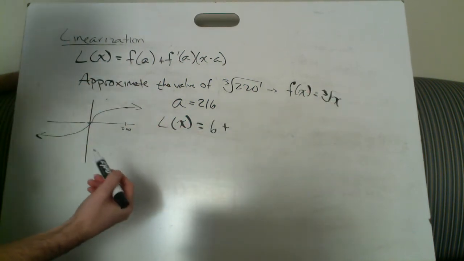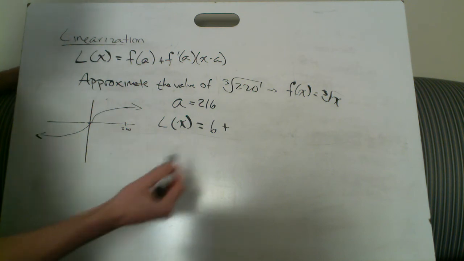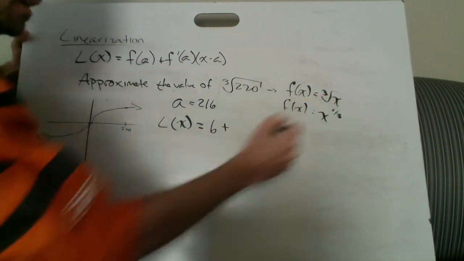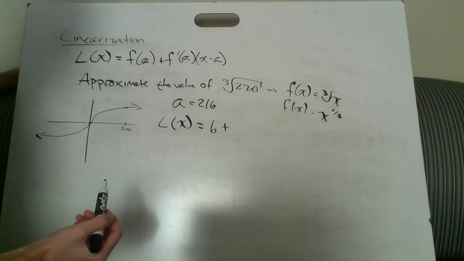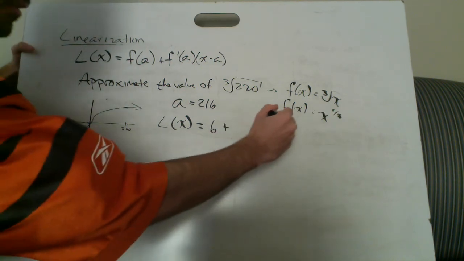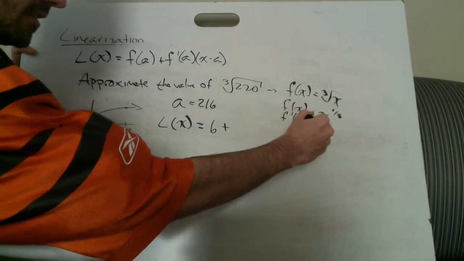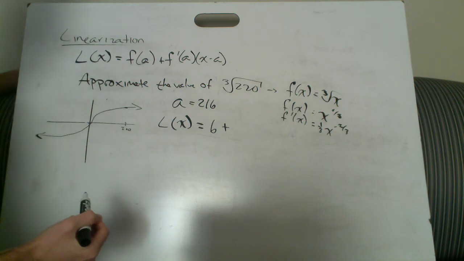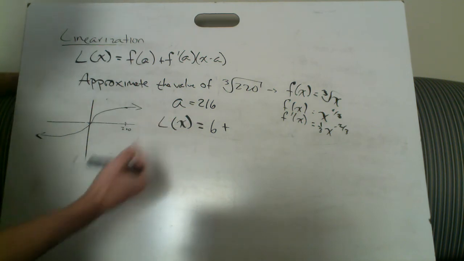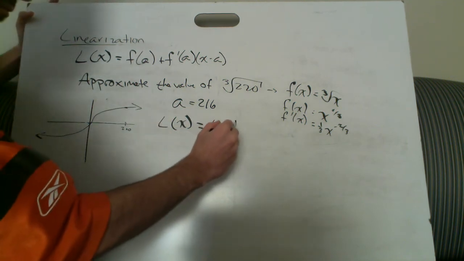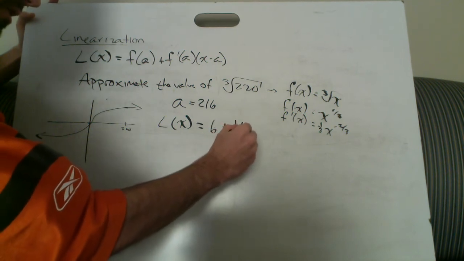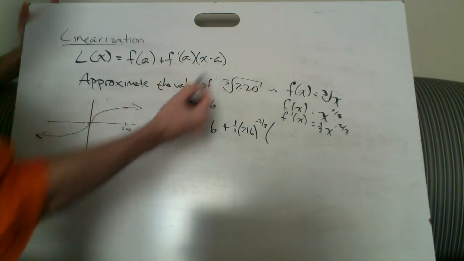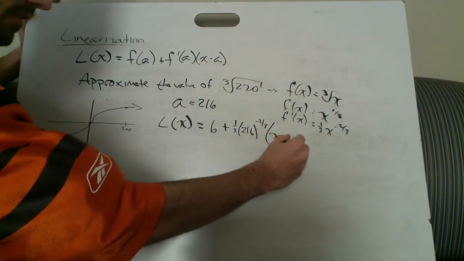So if we want to find its derivative, we turn the cube root into an exponent. F of x is x to the 1/3 power. And then we'll just use the power rule. F prime of x is 1/3 x to the negative 2/3. Great. So that's going to be our value here. It's going to be 1/3 times 216 to the negative 2/3. And then, of course, times x minus a, x minus 216.